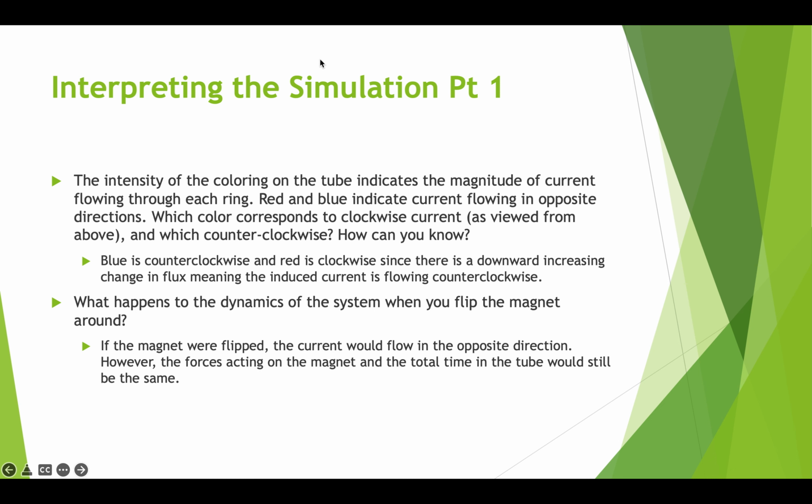What happens to the dynamics of the system when you flip the magnet around? If the magnet were flipped, the current would flow in the opposite direction, but the forces acting on the magnet and the total time in the tube would still be the same.